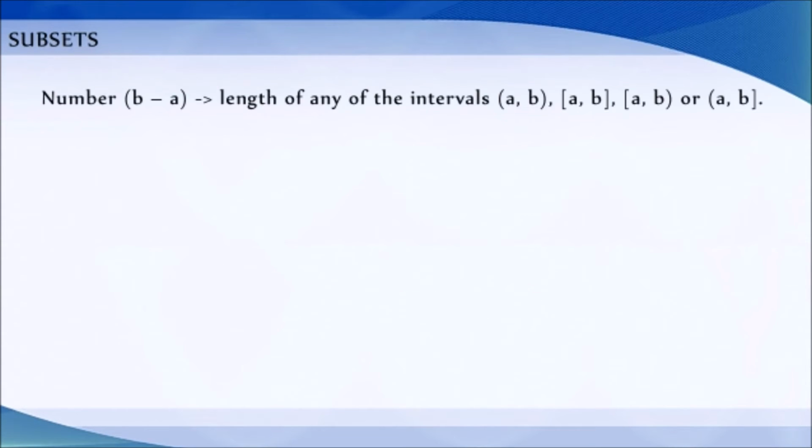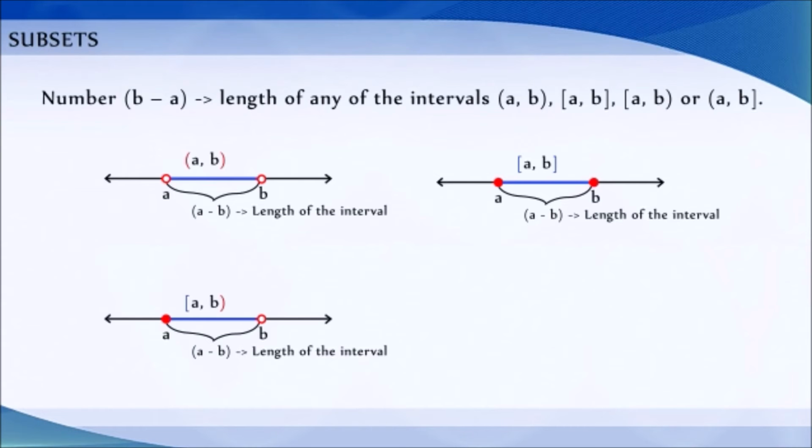The number b minus a is called the length of any of the intervals (a, b), [a, b], [a, b), or (a, b].